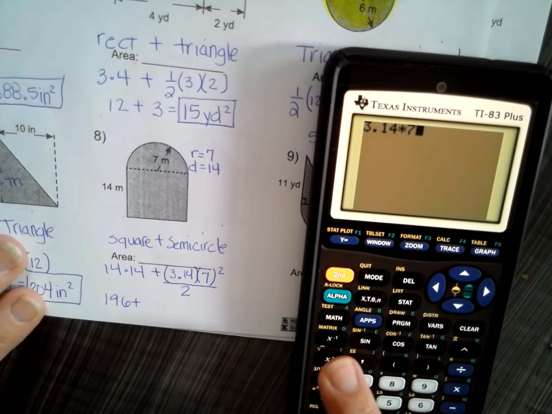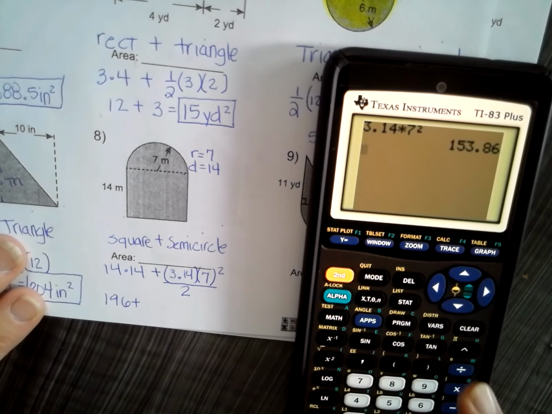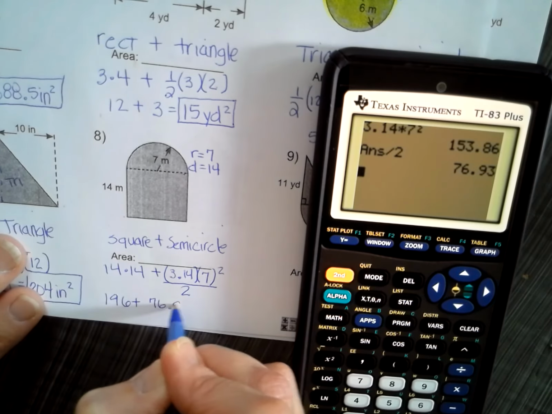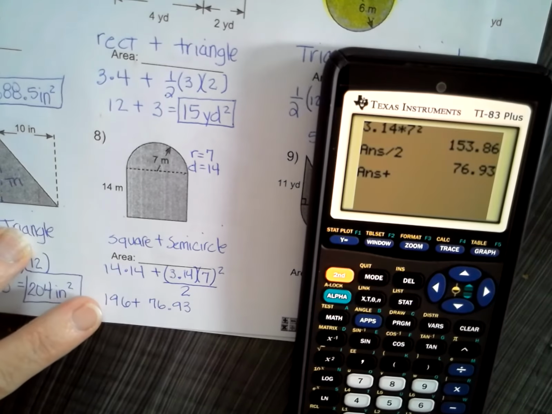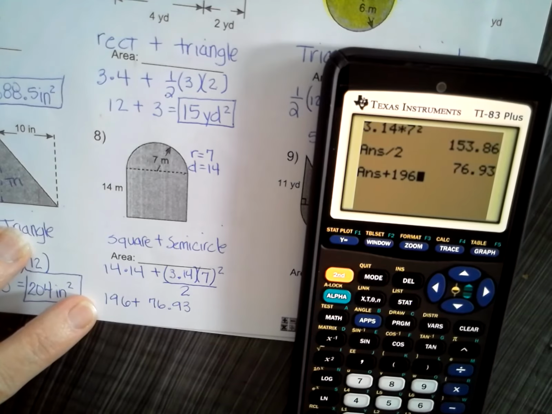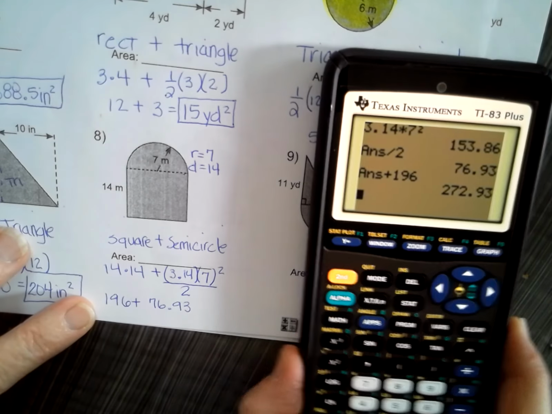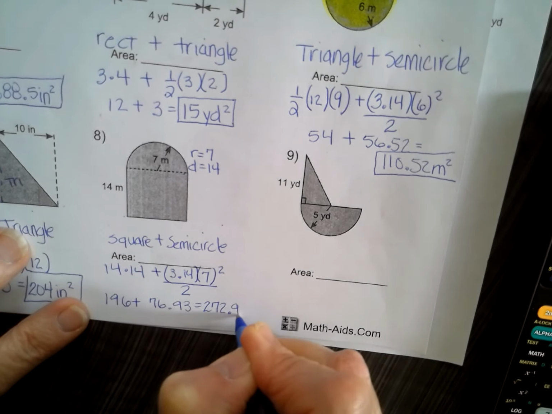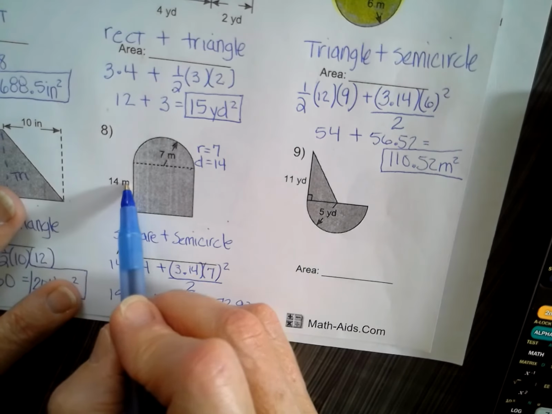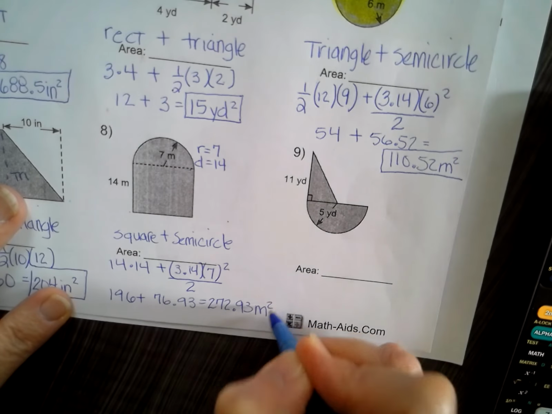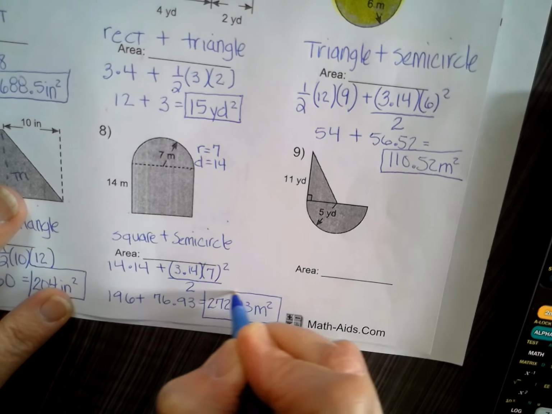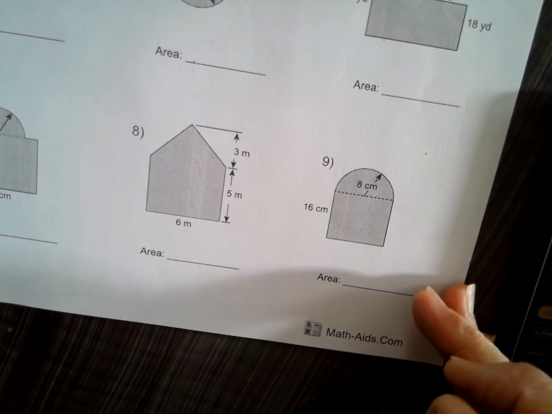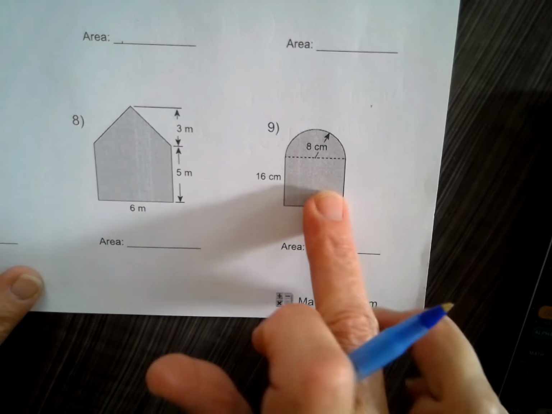3.14 times 7 squared. Divide by 2. And we're going to add the 2 together. We get 272.93, almost 273, and the units are going to be meters squared. Okay, and now if you go to the you-do sheet, you'll see number 9 is just like it.